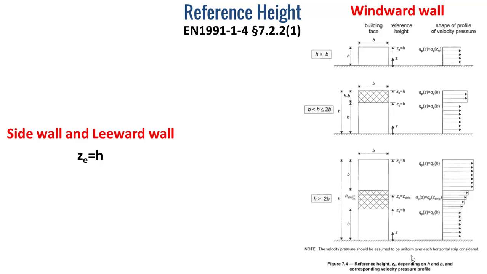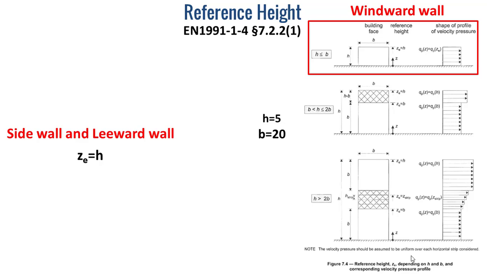Now, in order to determine finally the net wind pressure, we start by determining the reference height. And for the wall, this reference height, denoted by ZE, is equal to H for the side wall and the leeward wall. And for the windward wall, it's determined based on the model that you see in the right of this slide. In our case, we have a building height H equal to 5 meters, and also we have a crosswind breadth B equal to 20 meters. So it's clear that the building height H is lower than the crosswind breadth. So we are in the first case of the model, and the reference height ZE is equal to H.